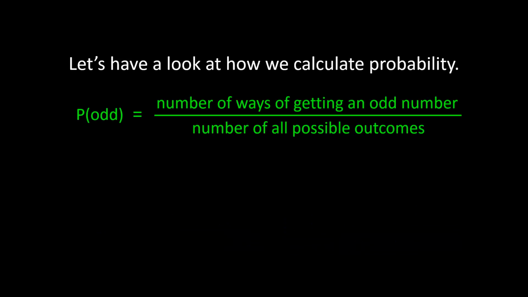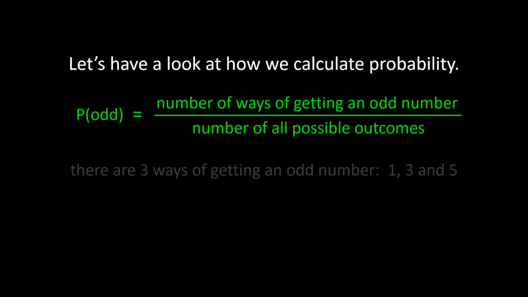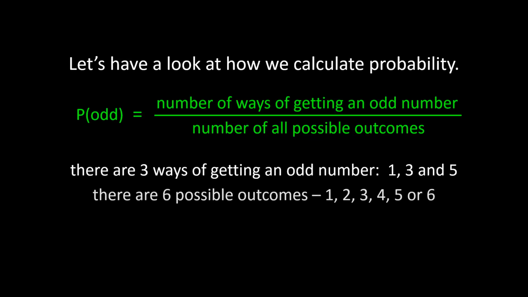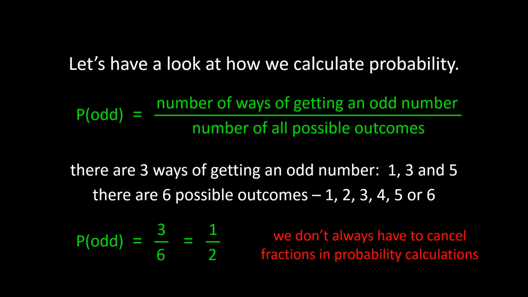How many ways are there of getting an odd number? Oh, there's 3 ways, because we could have 1, 3, or 5. And how many possible outcomes are there? Yep, there's 6. So the probability of getting an odd number is 3 out of 6. Now we could cancel that down. 3/6 is the same as a half, but we don't have to. We're not necessarily going to get any extra marks for doing that. And in some cases, when we're using tree diagrams, it's better to not cancel down. So we don't always have to cancel fractions.